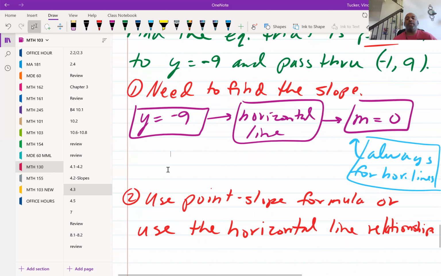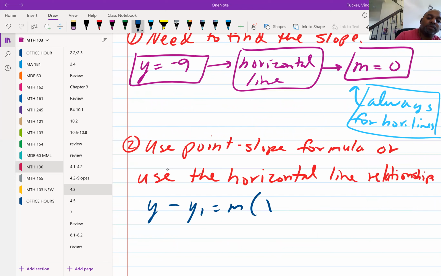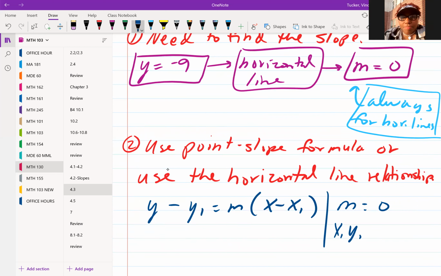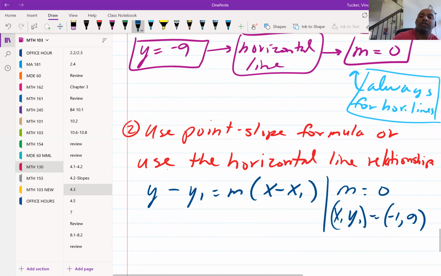All right. So from here, you can use the point slope formula or use just the horizontal line relationship. So I'll show you both and what I mean by that. If we use the point slope formula, that's y minus y1 equal to m times x minus x1. So we already established that our slope is 0, and the point they gave us is -1, 9.